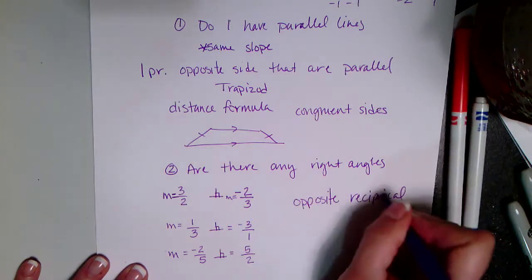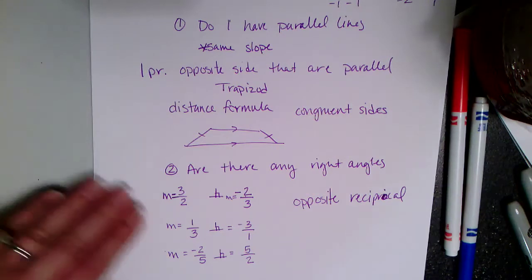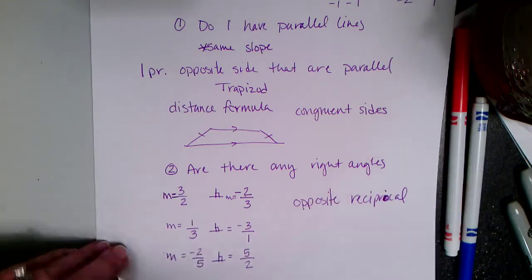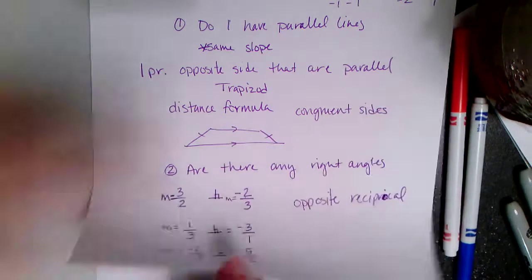I think it's an O, reciprocal. Okay? All right. So I should find my slopes, figure out if I've got any parallel lines. That'll help me decide if I've got a parallelogram or a trapezoid, and then look at opposite reciprocals to see if I have any right angles. Okay? The next thing I'm going to do is find the distance between these.